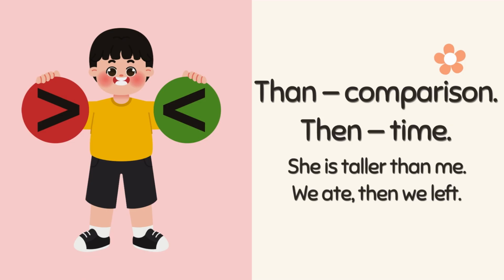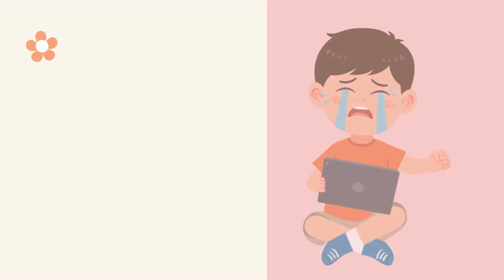Another one is this, than and then. Than is used for comparison, and then is used for time. For example, she's taller than me, and we ate, then we left.